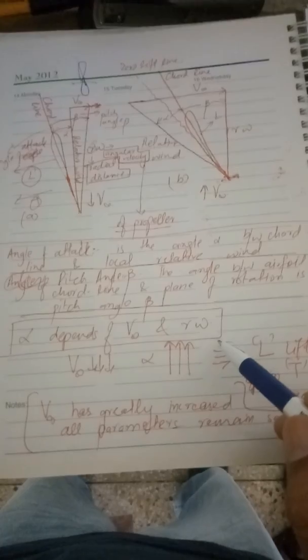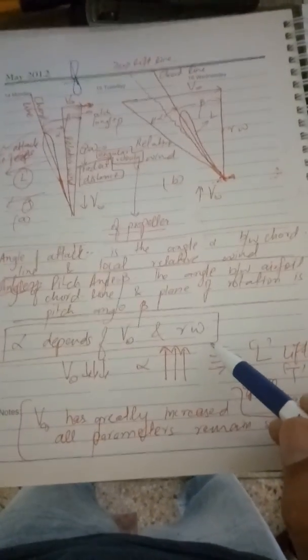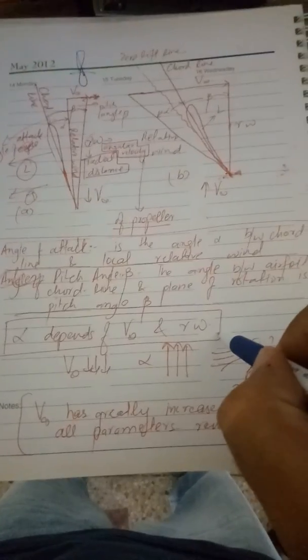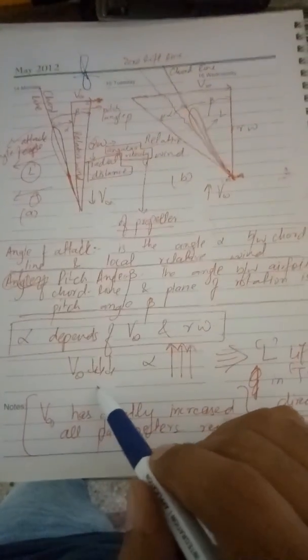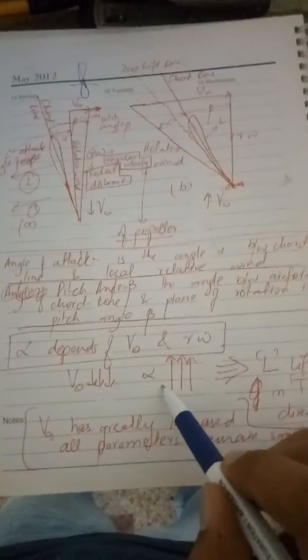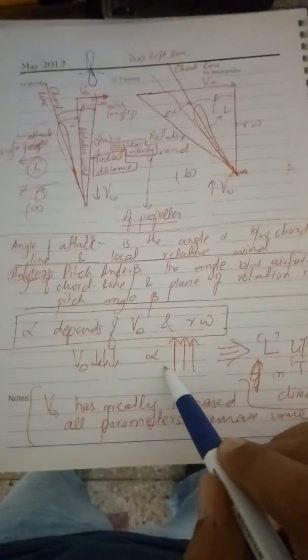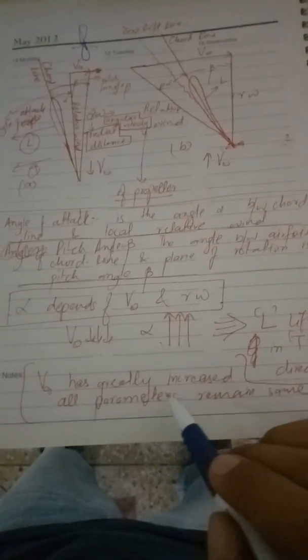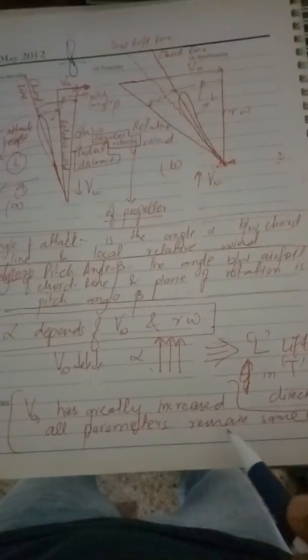which is the relative distance. So when velocity would be very, very low, alpha would obviously be very, very high. That also gives the lift L in the direction of the thrust. So velocity has greatly increased, all parameters remain the same.